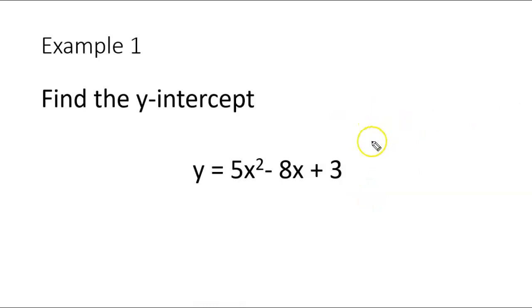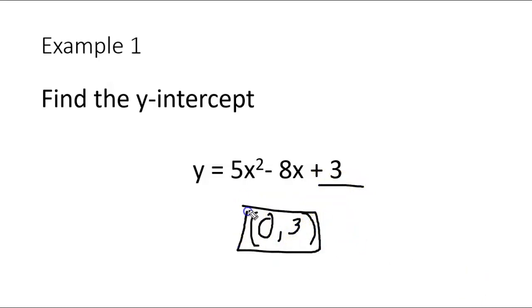So in this problem, for instance, example 1, the y-intercept would be when x equals 0, y is that number right there. And there's my y-intercept. Pretty straightforward.